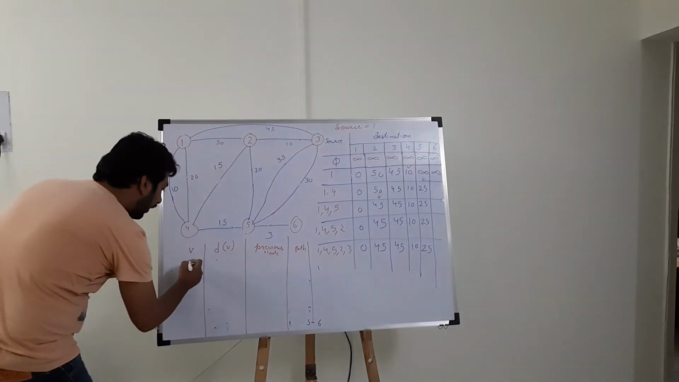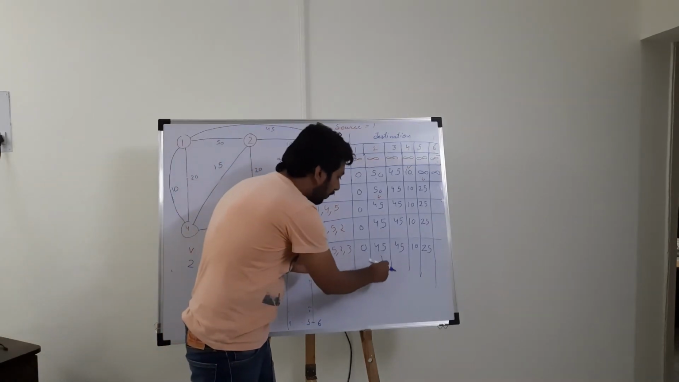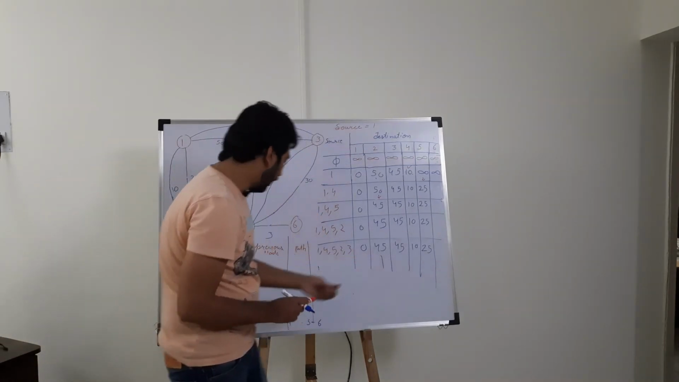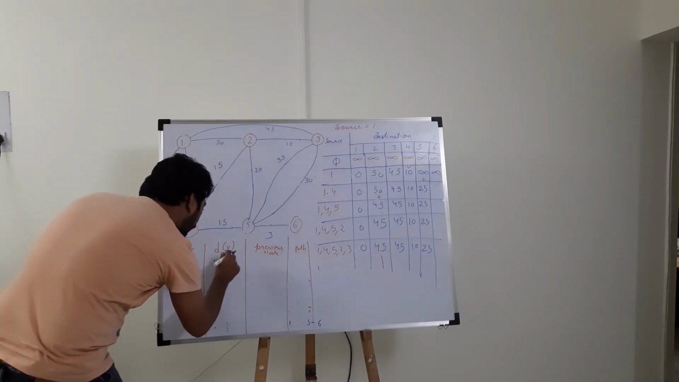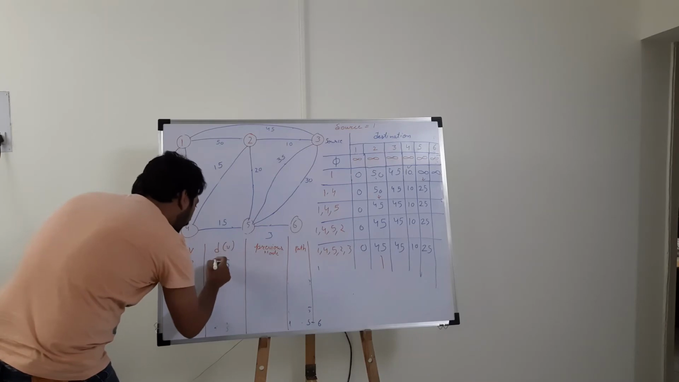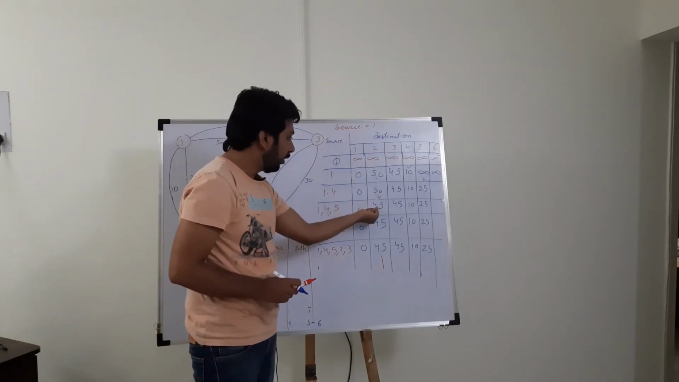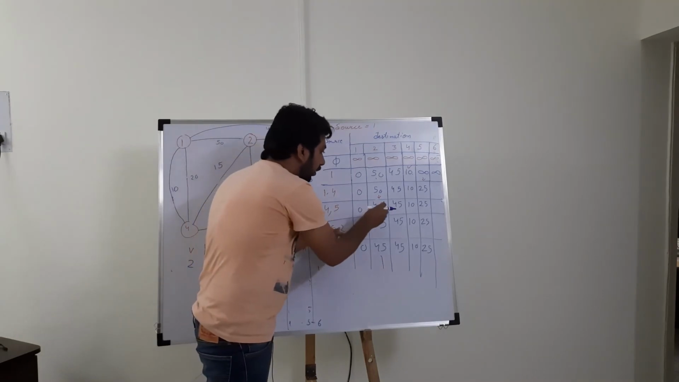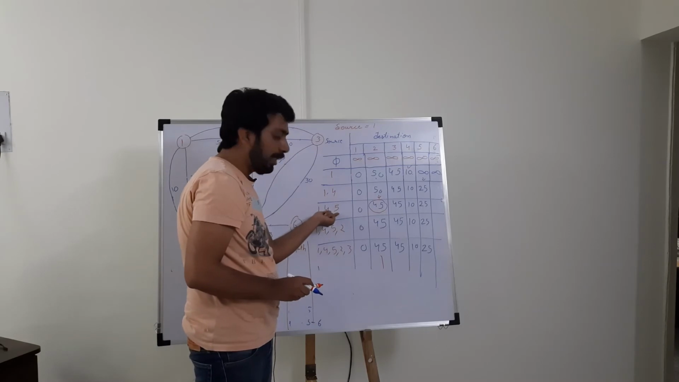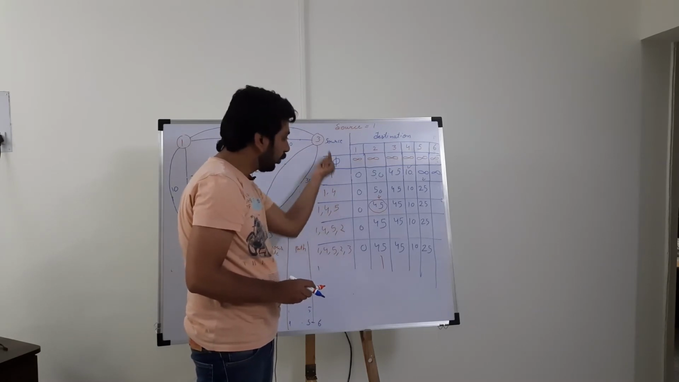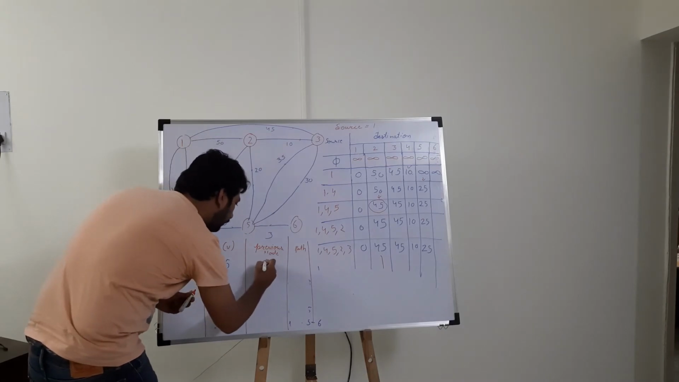So we are taking 2. For 2, cost is 45. So we are writing 45. Now we can see the cost changed when we added 5 in our source set. That means the previous node is 5.